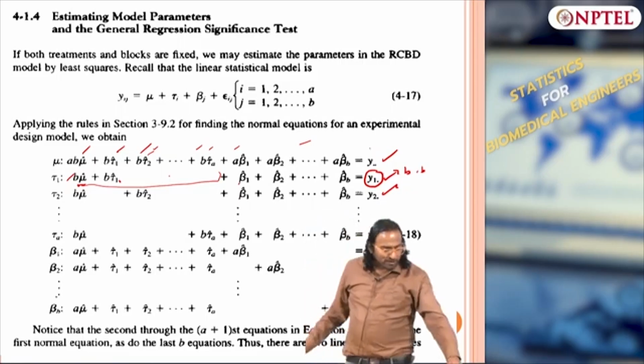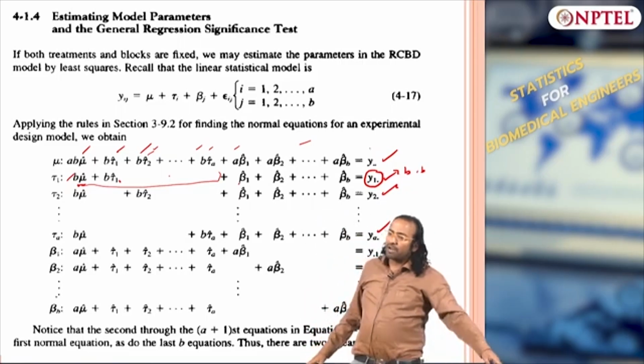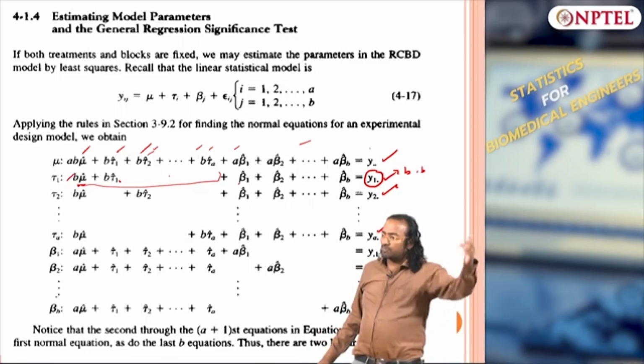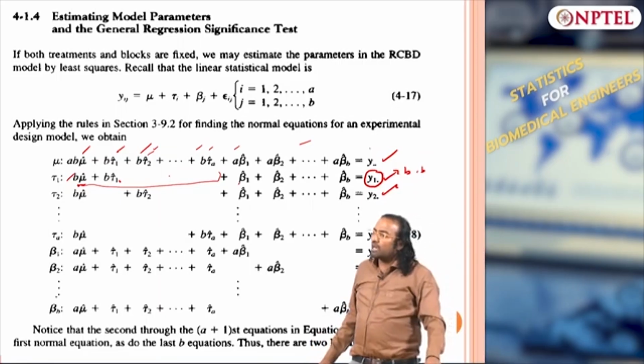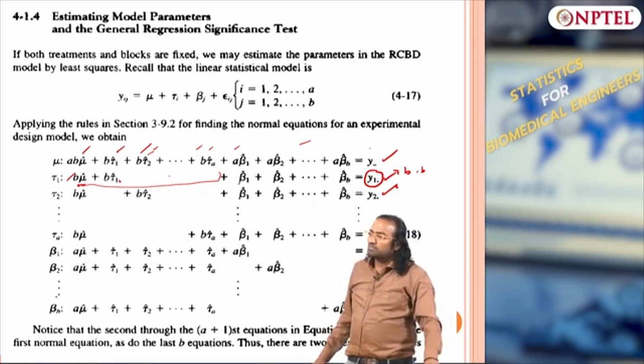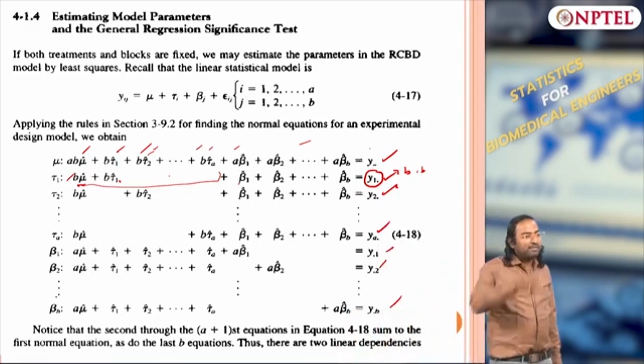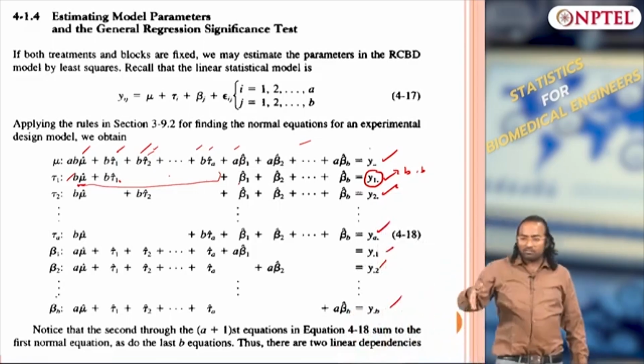The right hand side of the first equation is y dot dot. The number of times mu hat appears in y dot dot is what? AB times, the total number of times. The number of times tau 1 appears in y dot dot is what? How many times will tau 1 appear in the right hand side? B times, the total number of columns, right.